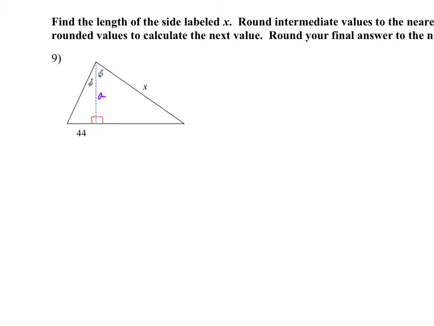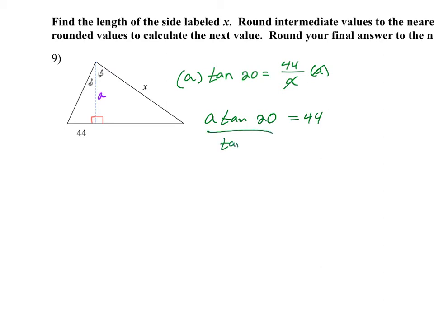So that means that I need to work with tangent. So tangent of 20 equals opposite, so 44 over A, right? And I'm going to solve this. So I'm going to cross multiply. I'm going to multiply times A on both sides. So I can cancel. So I have A tangent of 20 equals 44. And then I'm going to divide by tangent of 20. So A equals 44 over tangent of 20.